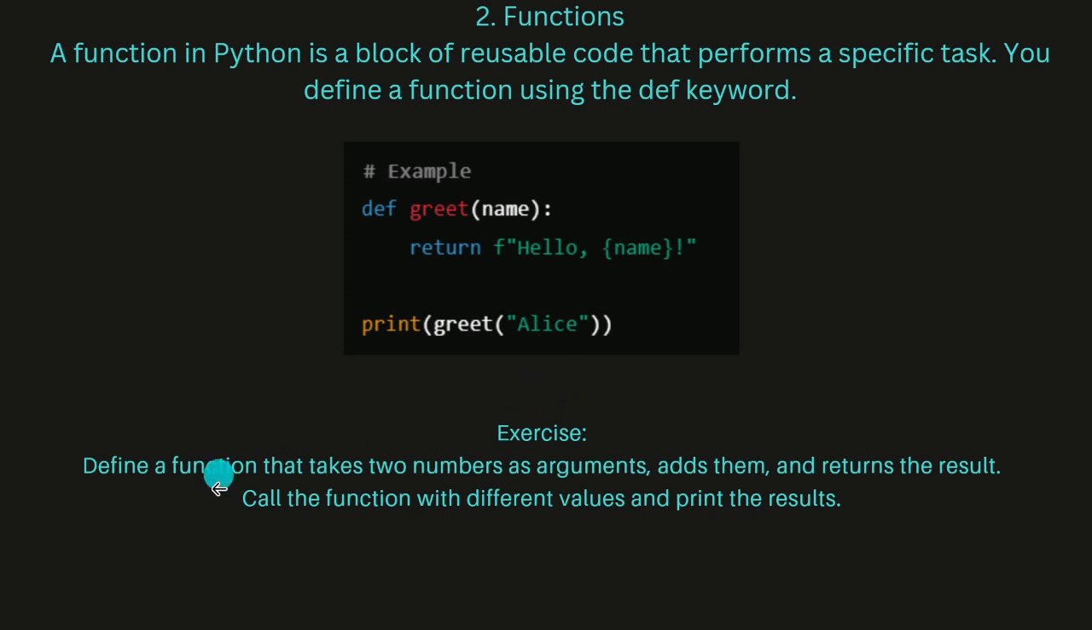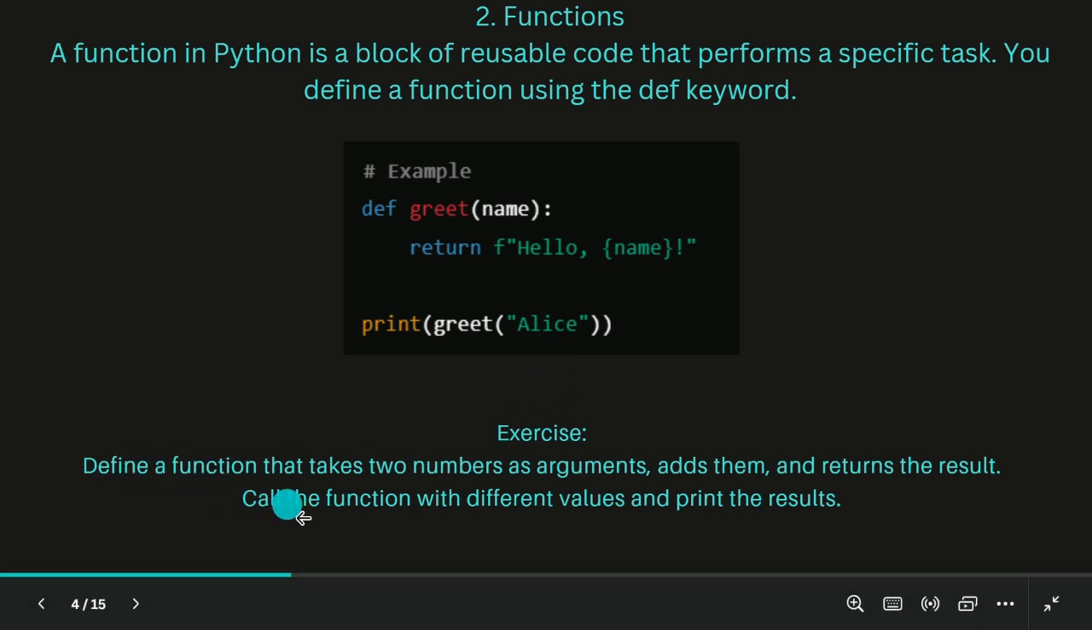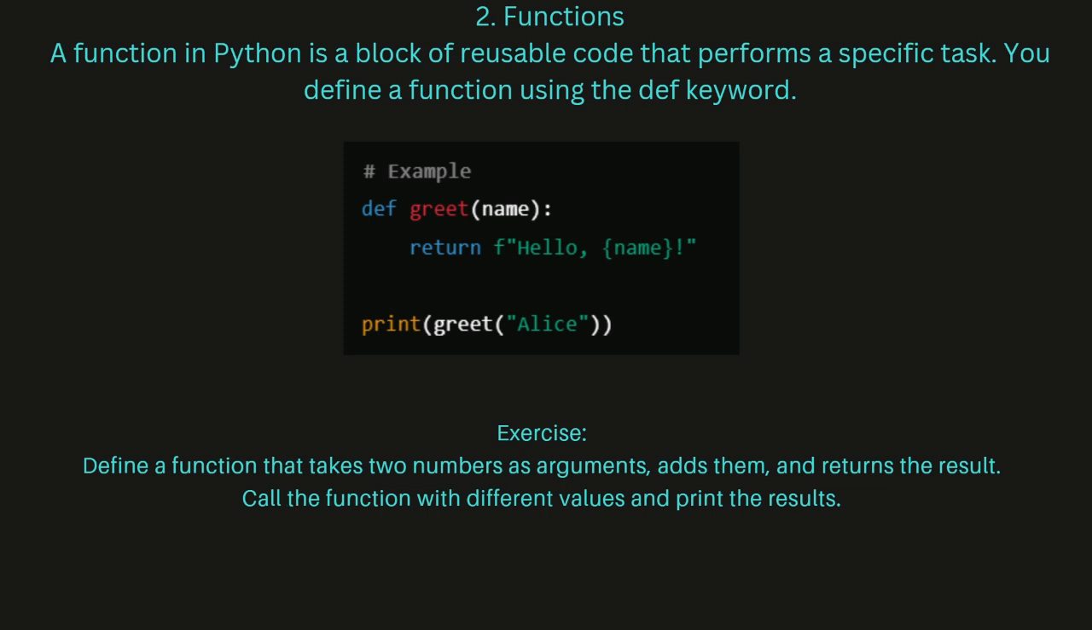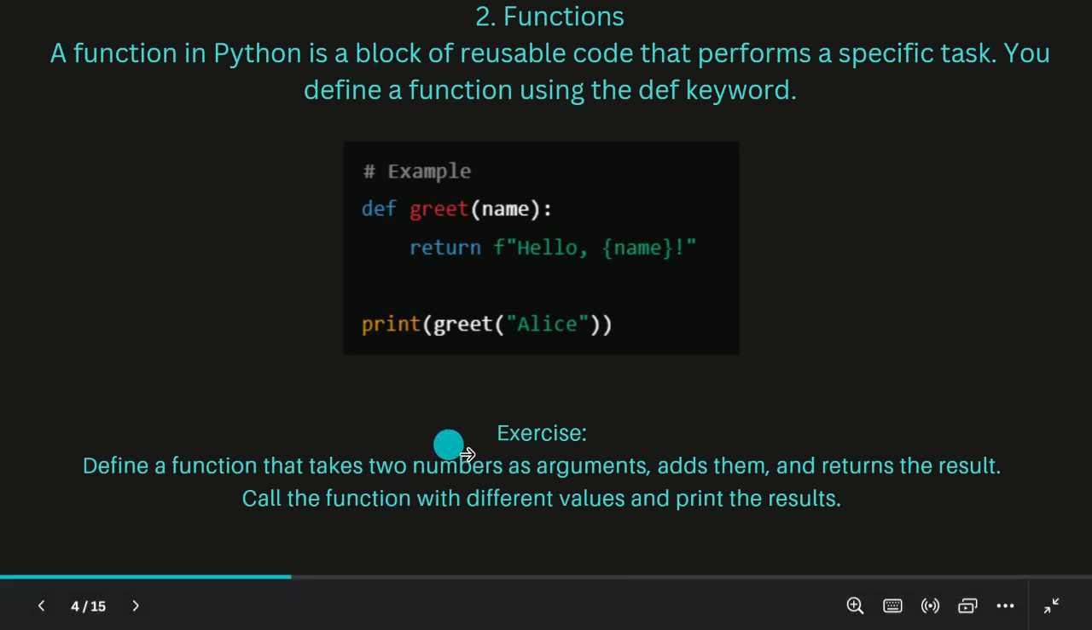And the exercise for you: define a function that takes two numbers as arguments, adds them and returns the result, and call the function with different values, one time, two times.